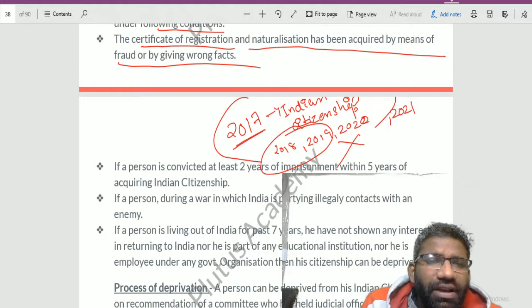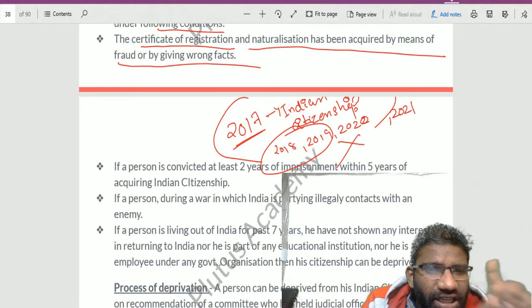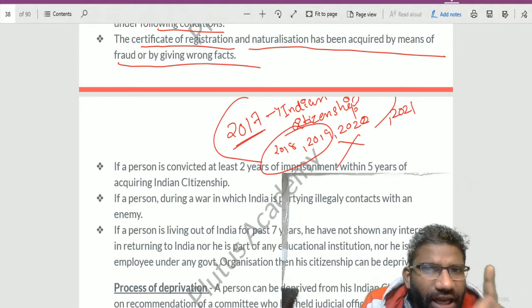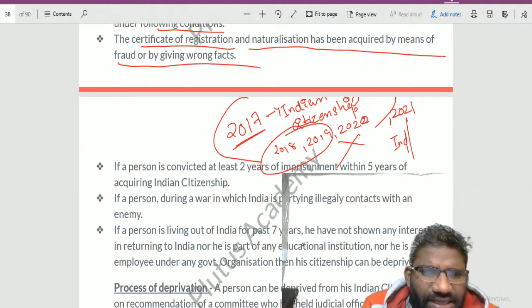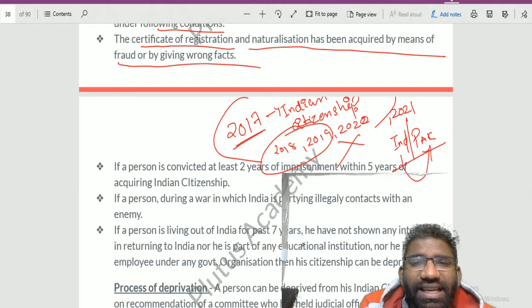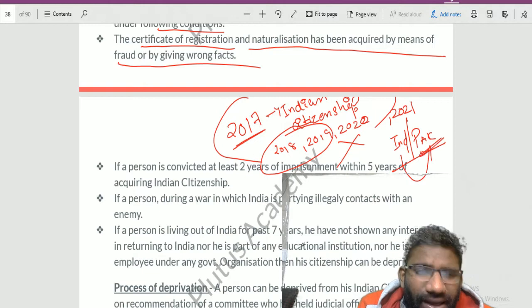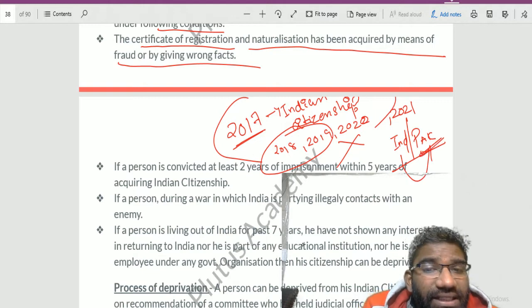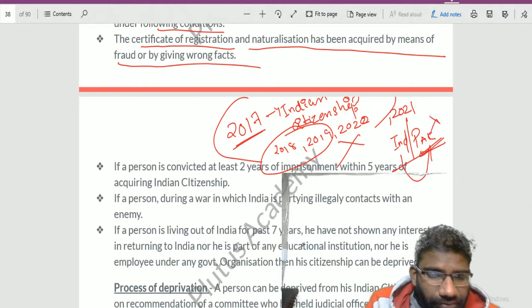The third aspect where Indian citizenship can be deprived: if a person is indulged in illegally contacting a person or a country which India is partly involved in a war with. Suppose India and any foreign nation, let's take the example of Pakistan. India and Pakistan are in a war, and an Indian citizen who acquired Indian citizenship is illegally contacting Pakistan, then the citizenship would get terminated.